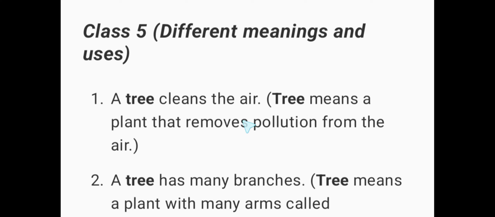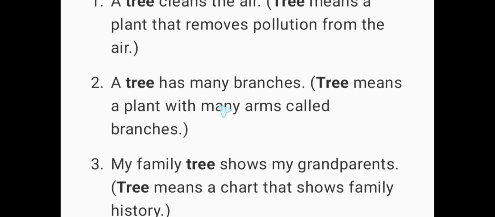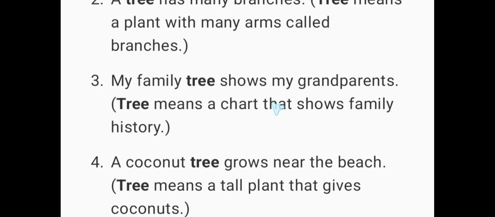A tree cleans the air. Tree means a plant that removes pollution from the air. A tree has many branches. Tree means a plant with many arms called branches. My family tree shows my grandparents. Tree means a chart that shows family history.